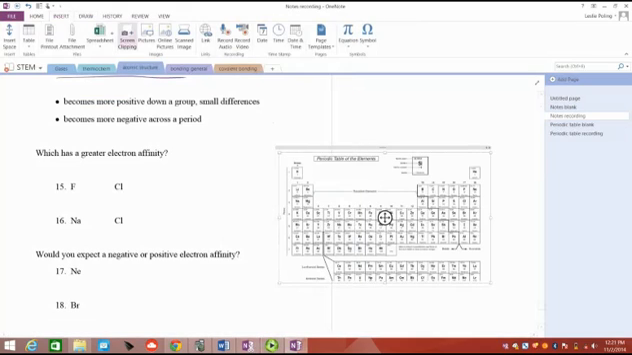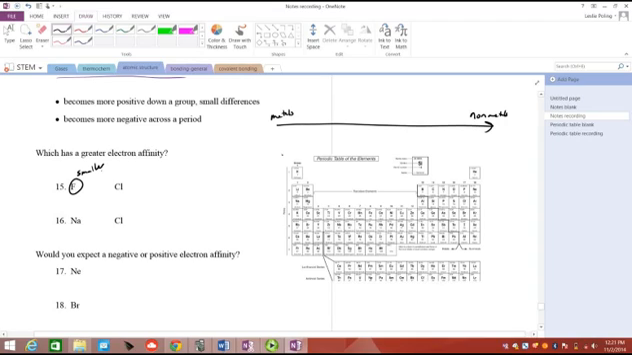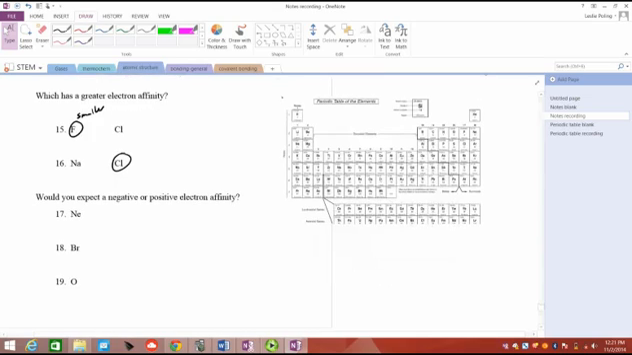Okay. It becomes more negative as you move across a period. That makes sense because you're moving from metals to nonmetals. Nonmetals want to gain electrons. So fluorine would have a greater electron affinity because it's smaller. Its valence electrons are already closer to the nucleus, so it can pull in more electrons. Chlorine would have a greater electron affinity than sodium.